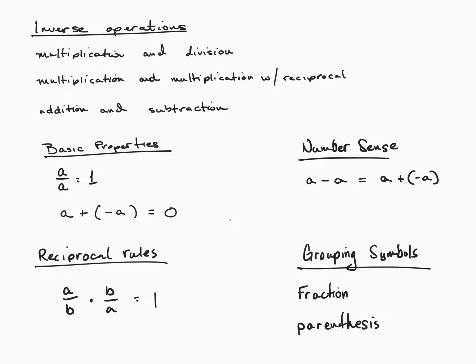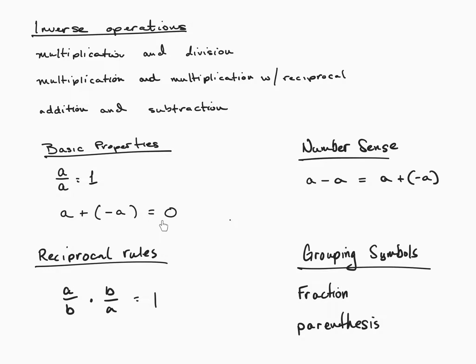The next thing, some basic properties. One, a divided by a equals 1. So any value divided by itself is 1, which is important, mainly because a lot of the time we're going to have a variable that has a coefficient, or a number in front, and we want the coefficient to become a 1. So how do you make a coefficient become 1? You literally divide it by itself and you get the value of 1.